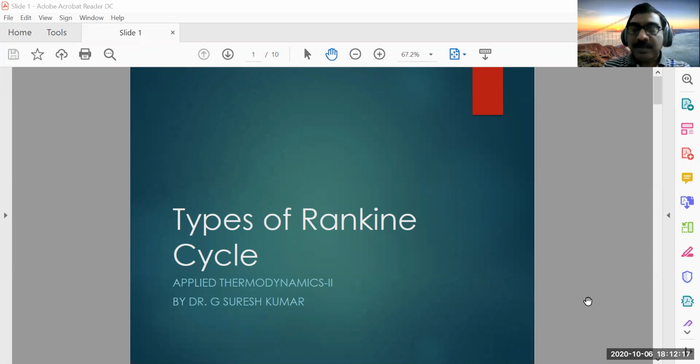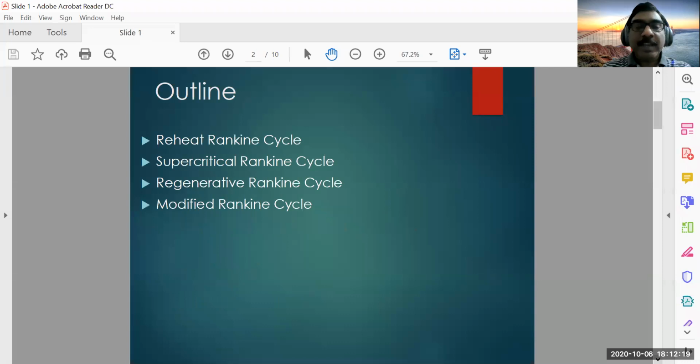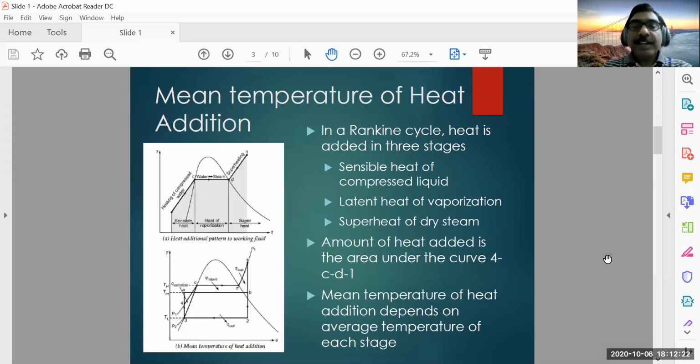But before that, we should understand what is meant by the mean temperature of heat addition. If you remember, in one of the previous sessions, I mentioned that the mean temperature of heat addition is one of the important aspects affecting the efficiency. When we were discussing the practical difficulties of the Carnot cycle, I told about this point. Now let us try to understand what the mean temperature of heat addition is.